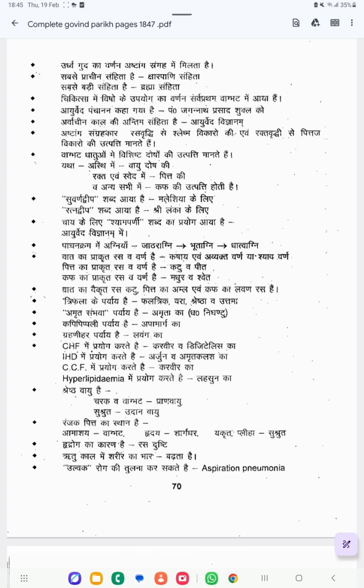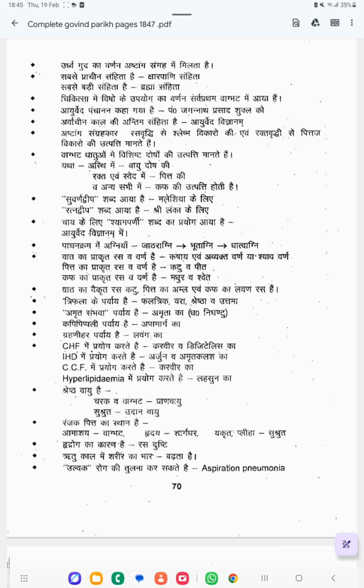Okay, then Amrita Sambhava, that is a synonym of Amrita, mentioned in Dhanvantari Nighantu. So in Dhanvantari Nighantu you can see Amrita Sambhava indicating Amrita. Kapi Pippali is a synonym of Apamarga. Then Grahani Hara is a synonym of Lavanga. Okay, so Lavanga is Grahani Hara. These synonyms are very very important. Sometimes they ask about them.